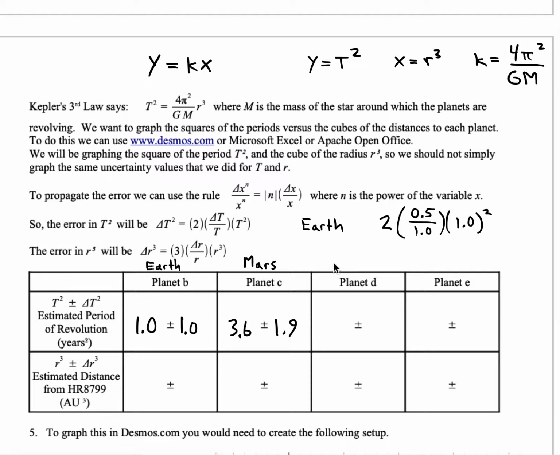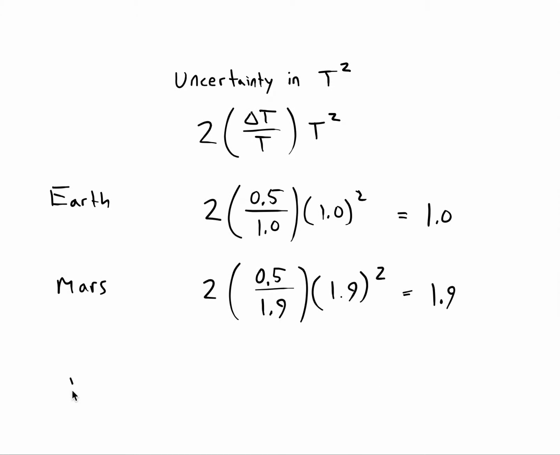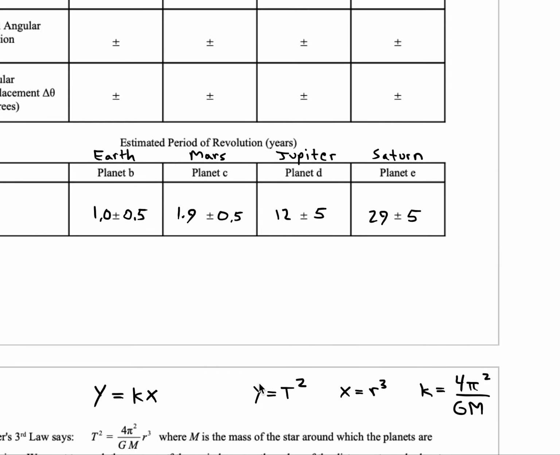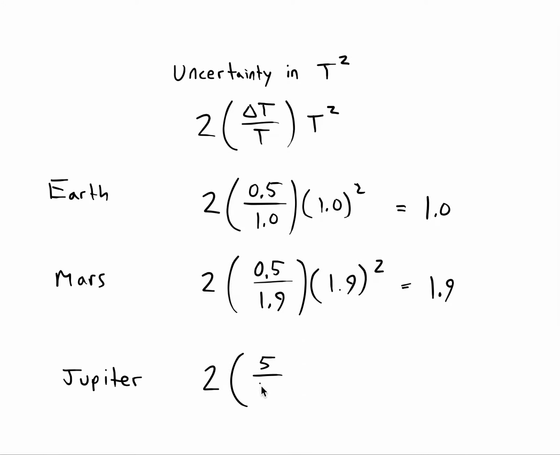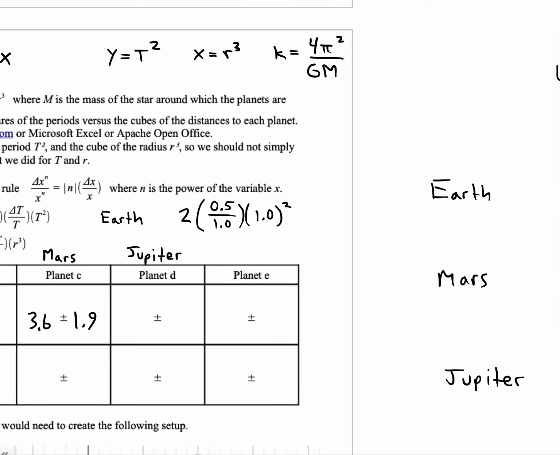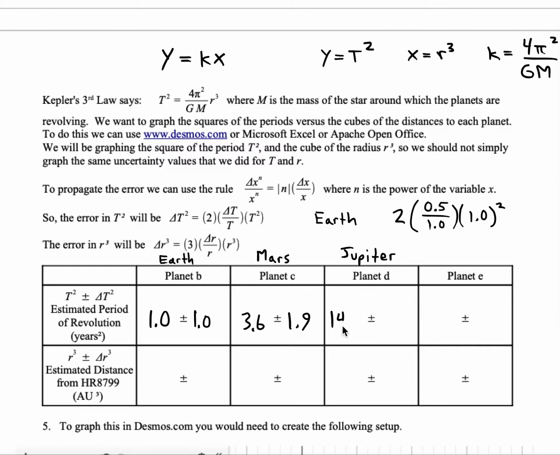All right. Next one is Jupiter. So let's see, for Jupiter, we'll have 2 times 5 over 12 times 12 squared. Looks like 120. Right, the actual value of 12 squared would be 144 plus or minus 120 then.